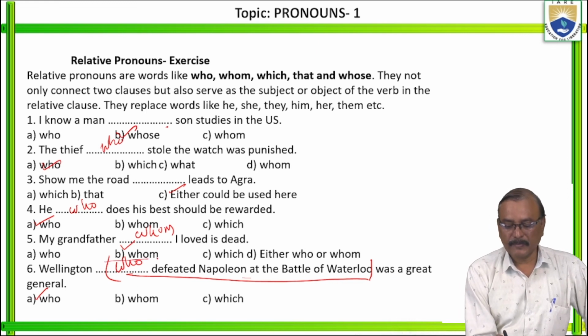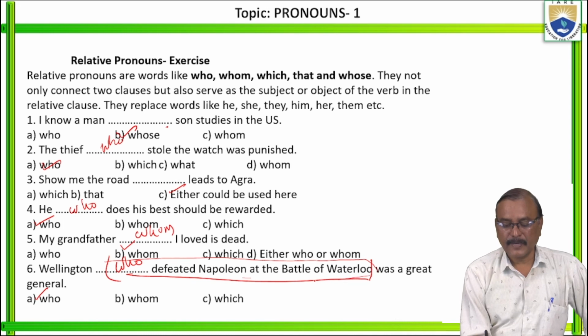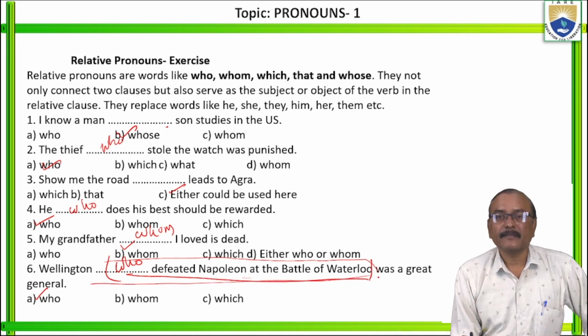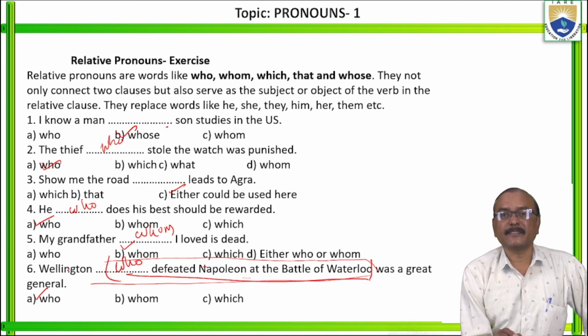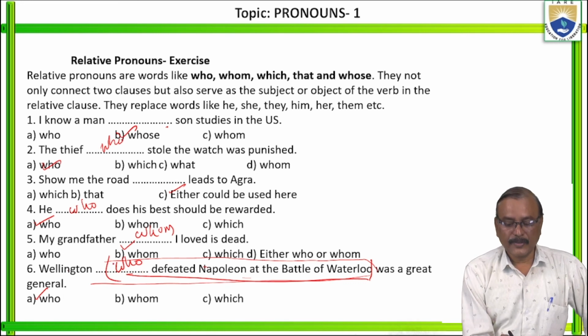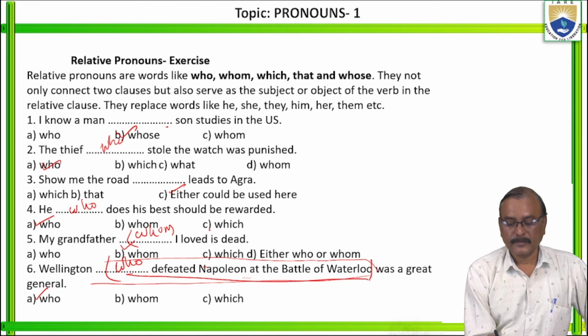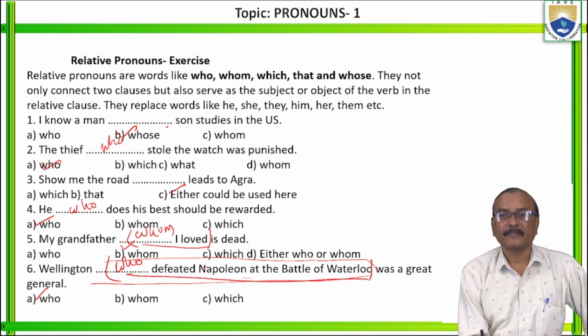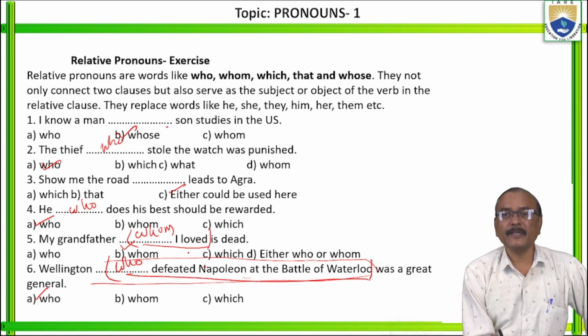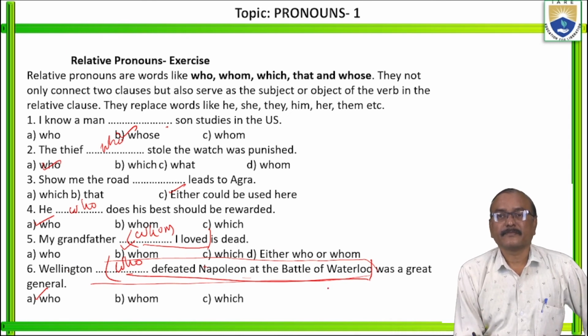So you should remember, okay, this completely is called a relative clause. This clause is representing this Wellington only, right? And here, if you see, my grandfather whom I loved, this is a relative clause. My grandfather is dead. Which grandfather? Whom I loved, that grandfather is dead, right?